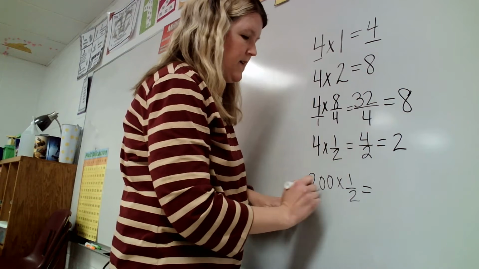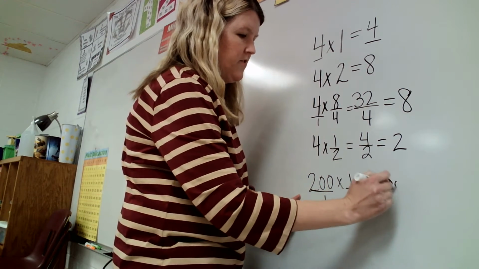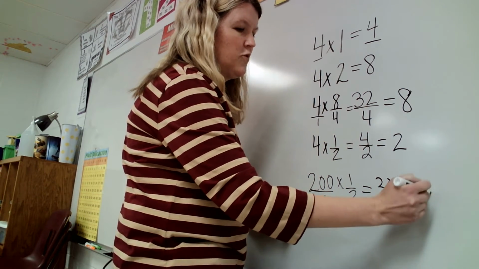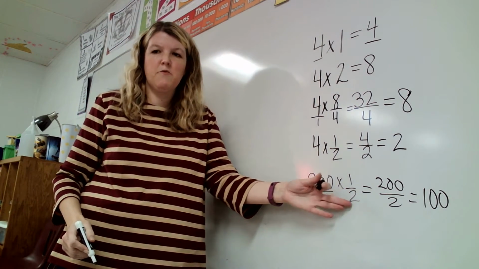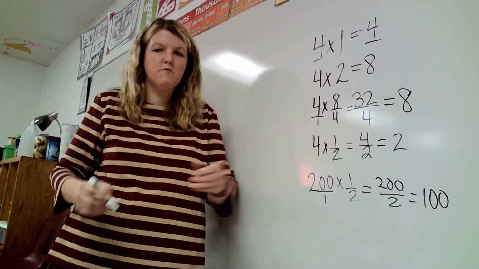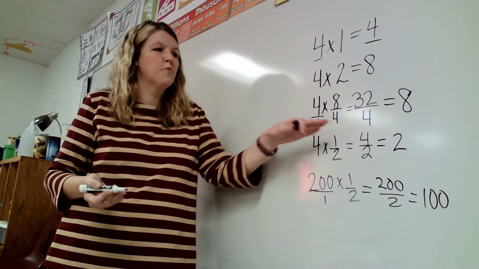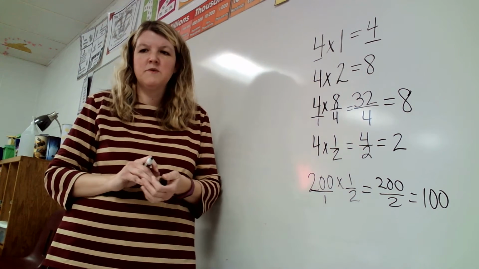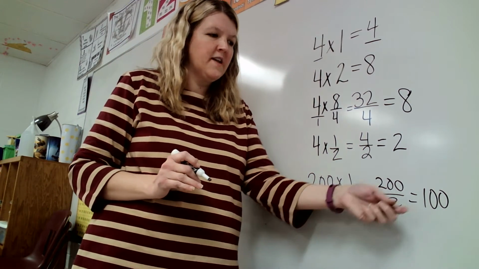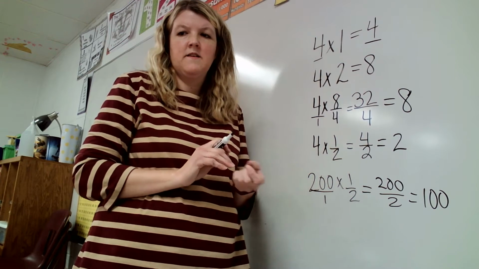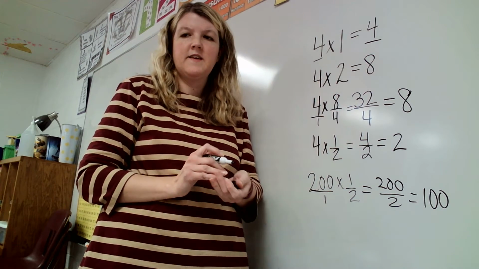So that would give me 200/2, which is 100. So you can also just think about what is half of 200, and that would be 100. So when we're multiplying, I want you to remember that if you multiply by a fraction that's less than 1, then your answer is going to be less instead of more like you're used to seeing.